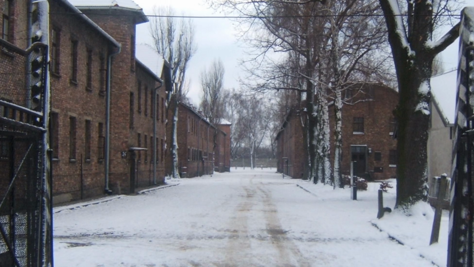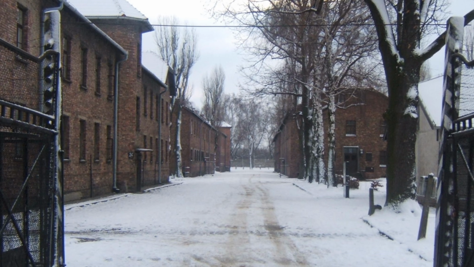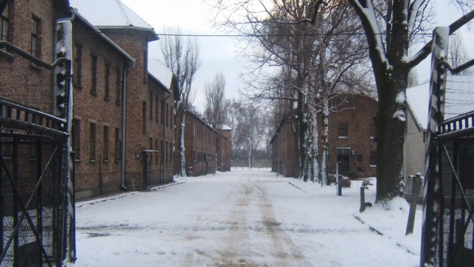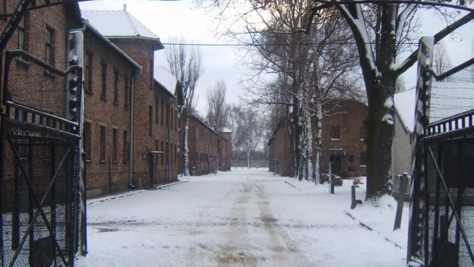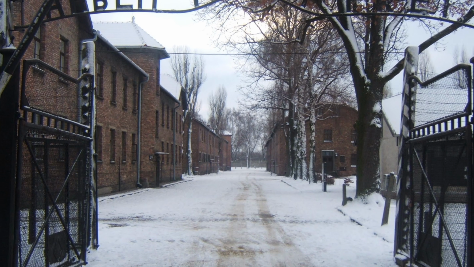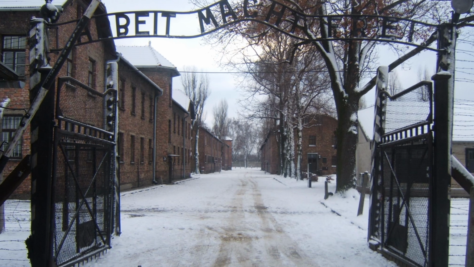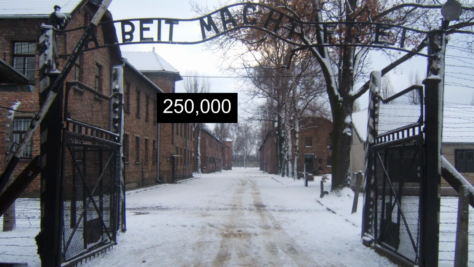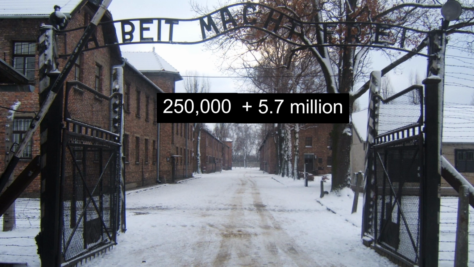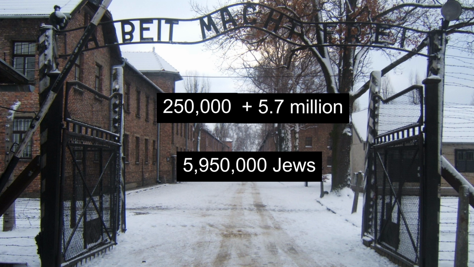A very well-known example of this is the Auschwitz death marches, in which the SS evacuated the camp from the approaching Red Army and forced 56,000 prisoners to march west in the bitterly cold Polish winter. Approximately 15,000 prisoners died along the way. Adding 250,000 to our previous figure of 5.7 million, we now reach a total of 5.95 million Jews, which of course is typically given as 6 million.